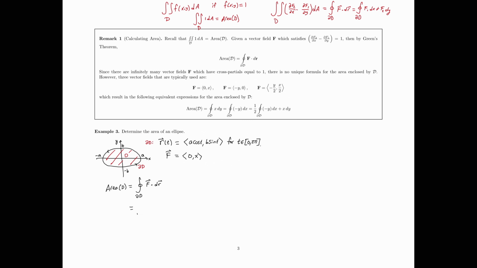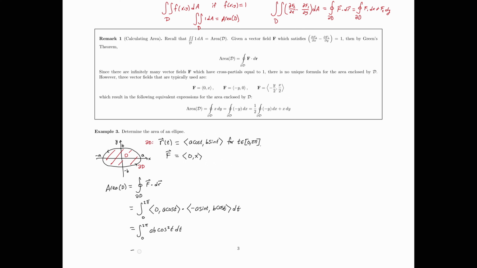So we can plug in. This is the integral from 0 to 2 pi. We want to take our vector field 0, comma x, so we want to replace x with what x is equal to. So x is a cosine t. And then we want to dot it with the derivative r prime of t, so this would be negative a sine t, comma b cosine t, dt. We do our dot product first, which will give us ab cosine squared t dt.